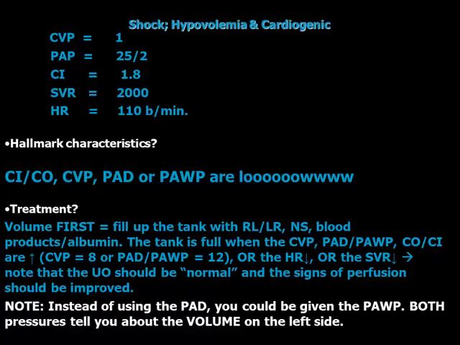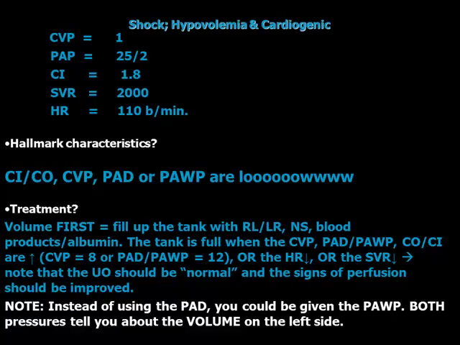The tank is full when the CVP, the PAD, and the PAWP are increased. In other words, you want to get the values back up to normal. If the CVP is now 3 or 4, well, you're getting there, but the tank isn't full. Just like if I said to you, go to Oklahoma, you wouldn't just put 1 or 2 gallons in your tank, you would fill it up. And it's the same thing with these scenarios.